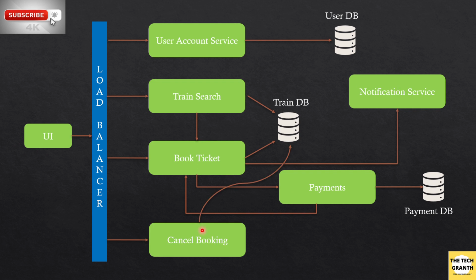Now the last flow will be the cancellation flow. Cancellation flow will also talk to this train DB because we need to check the PNR which we have to cancel. Once this is done, it will make a call to payment because it will check the transaction ID for which the reversal or the refund has to be made. Finally, once the cancellation is done, it will call the notification service and a notification will be sent to the user. So this is the overall architecture, or a high level architecture, of the train booking site.